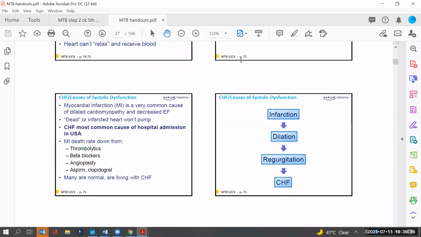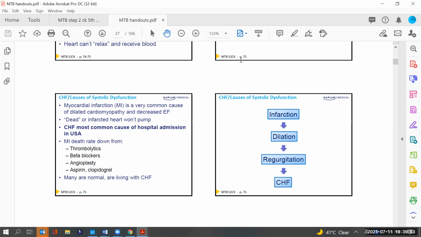Okay, now myocardial infarction is very, very important because there are two important things you are going to note here. The first thing is myocardial infarction is a very common cause of dilated cardiomyopathy. First of all, there is ischemia. There is low blood supply to the heart. When ischemia prolongs, there are chances the heart is going to be infarcted. When the heart is infarcted, it's dilated. No more contraction you are going to see in the heart. And when there is dilatation, there will be chances of regurgitation, and that all leads to congestive heart failure. So there is a whole process.